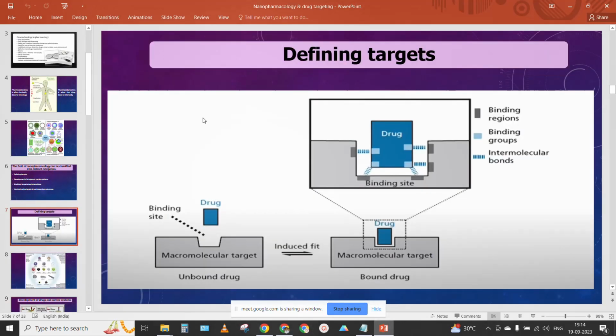Then this is defining targets. So there are some unbound drugs and bound drugs and binding sites. Here the drug should go and exactly match the structure of the receptor. As you can see, there are some binding sites and the drug. The drug has some intermolecular bonds, binding groups, and binding regions. Otherwise, the drug cannot bind with the binding site of the receptor. It will go and degrade itself if it does not go to the binding site. The efficiency will be less if the target is not matching with the drug.